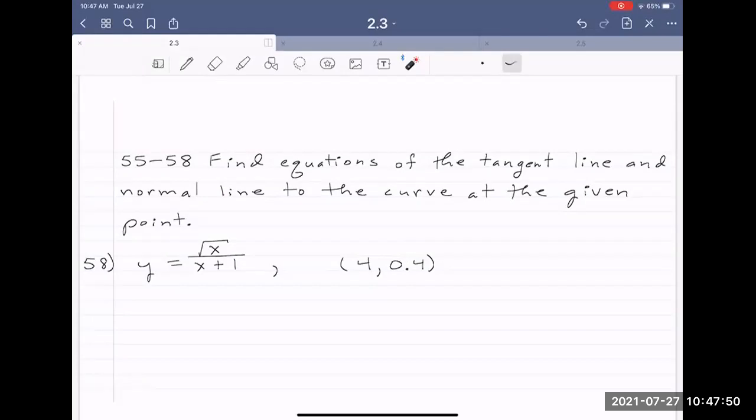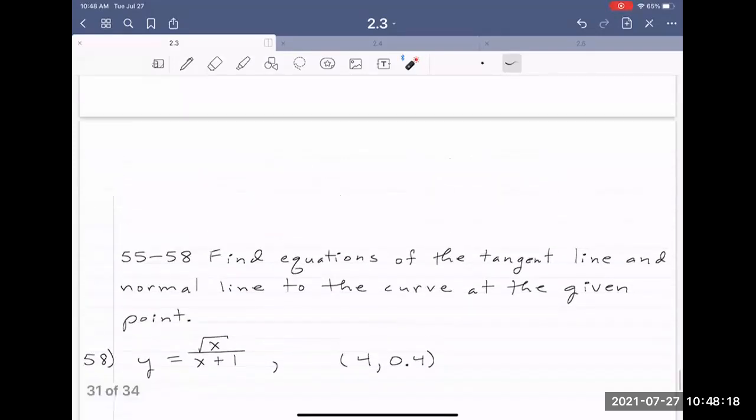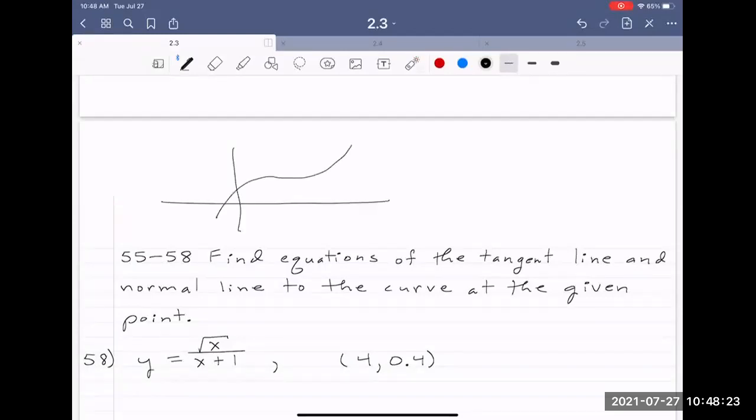In problems 55 through 58, find equations of the tangent line and the normal line to the curve at the given point. So problem 58, y equals the square root of x over x plus 1, evaluated at 4, comma, 0.4. Okay, so first off, suppose I have some function. And this is its tangent line.